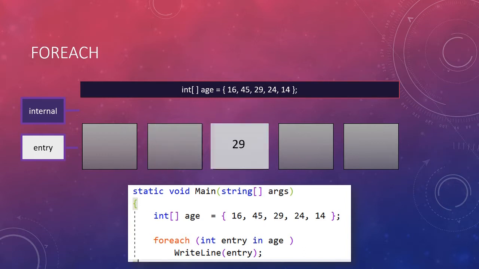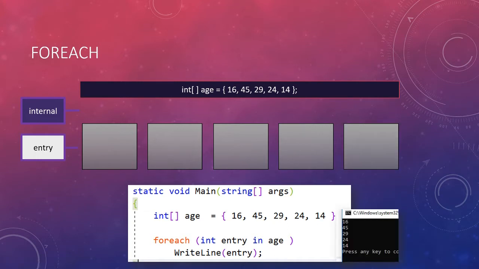Then we'll get the value 29. Next iteration, the value 24. And finally, the last value of 14. Notice that as I'm processing an entry in my array, the previous entries, the preceding entries and the following entries, none of them are available except for this particular entry right now. That's how my for each loop works.